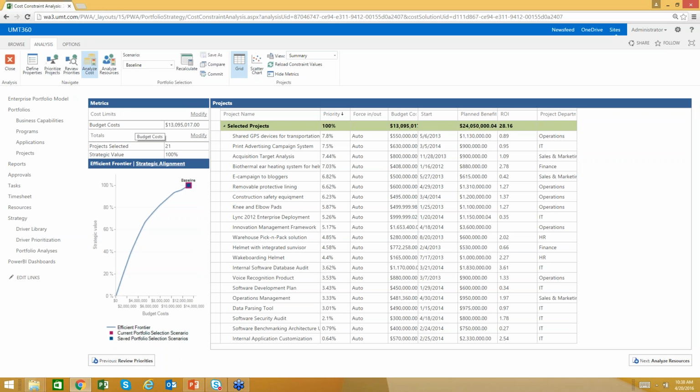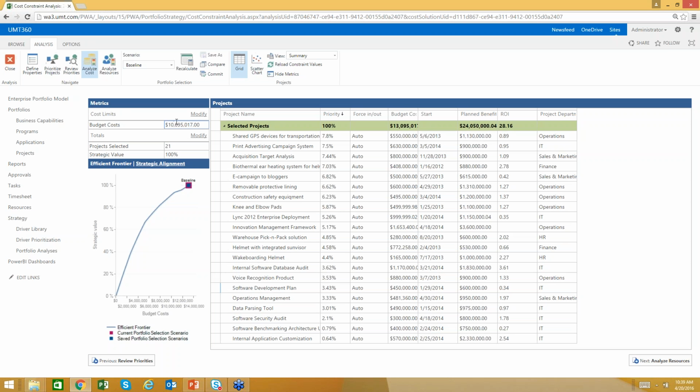And what the baseline scenario actually represents here is a world of no scarcity. It's simply saying to deliver all these projects in my wish list, in other words, to get 100% of the perceived value from this portfolio, it's going to cost $13 million. So the efficient frontier basically represents the optimal value point from different cost thresholds. So for $13 million, the best I can get is 100%, right? That's what it's saying.